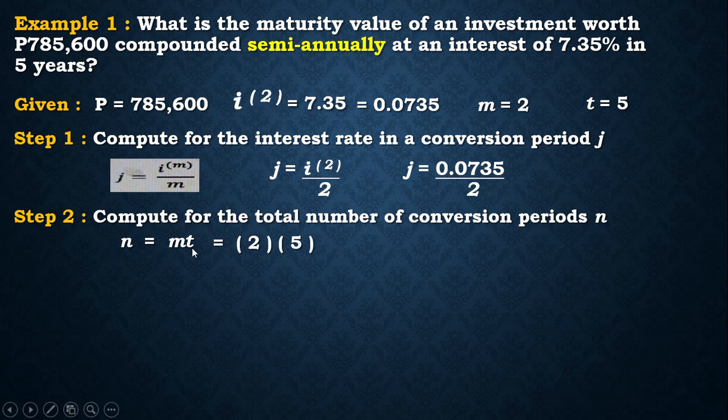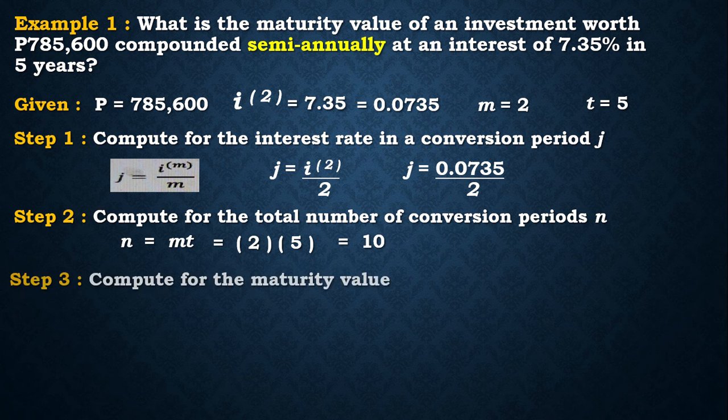So, we have to substitute M, which is 2. And then, substitute natin yung T, which is 5. And then, we have to multiply. 2 times 5, that is equal to 10. Now, let's proceed. Step 3.